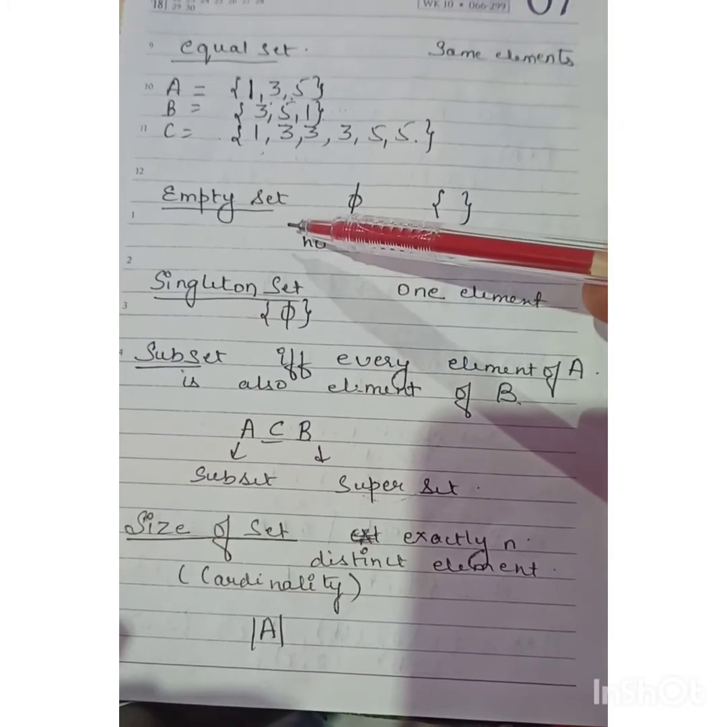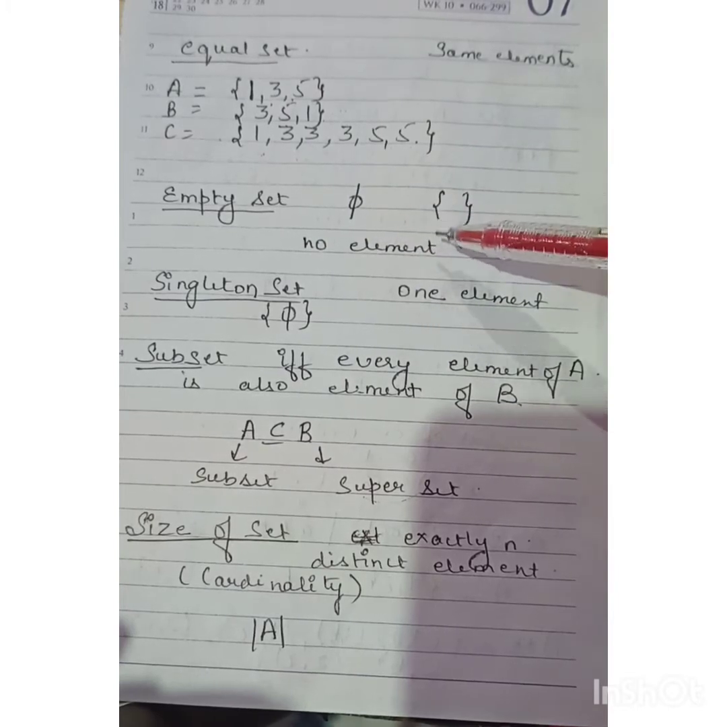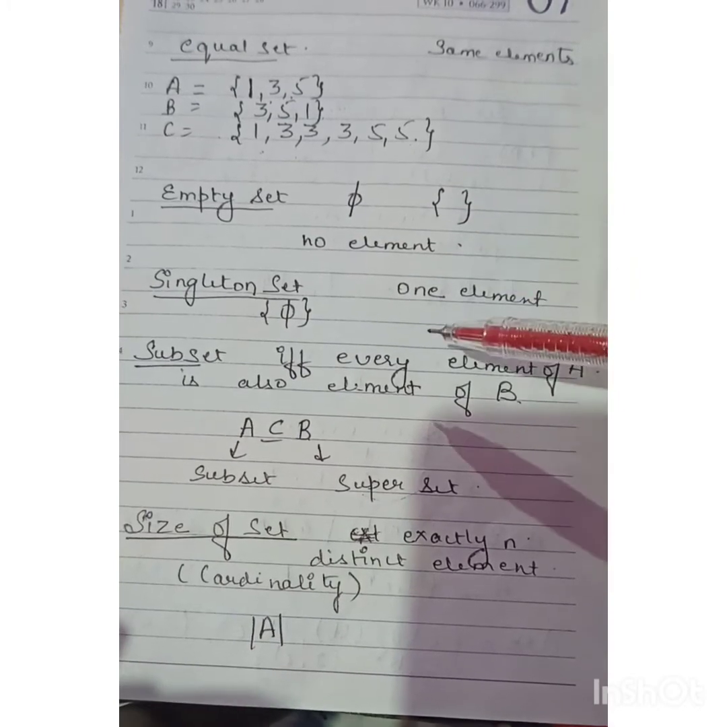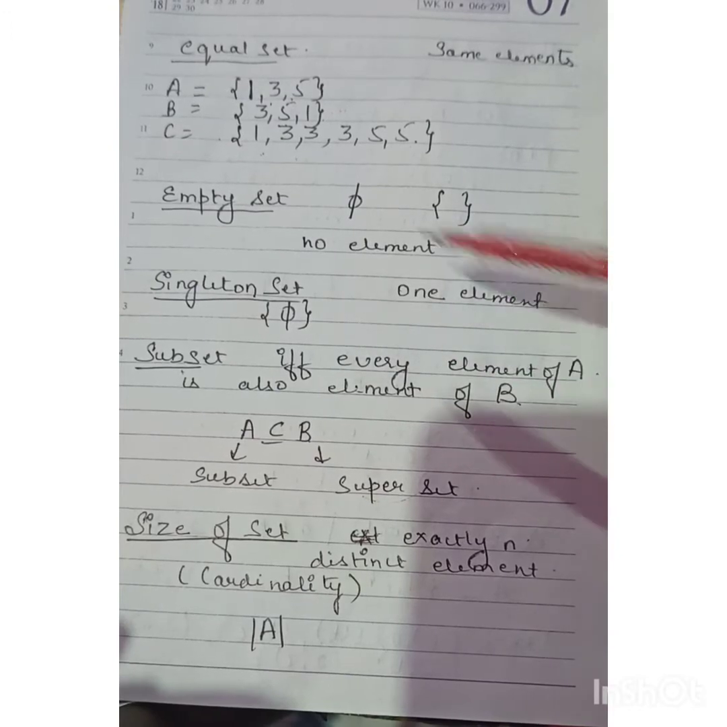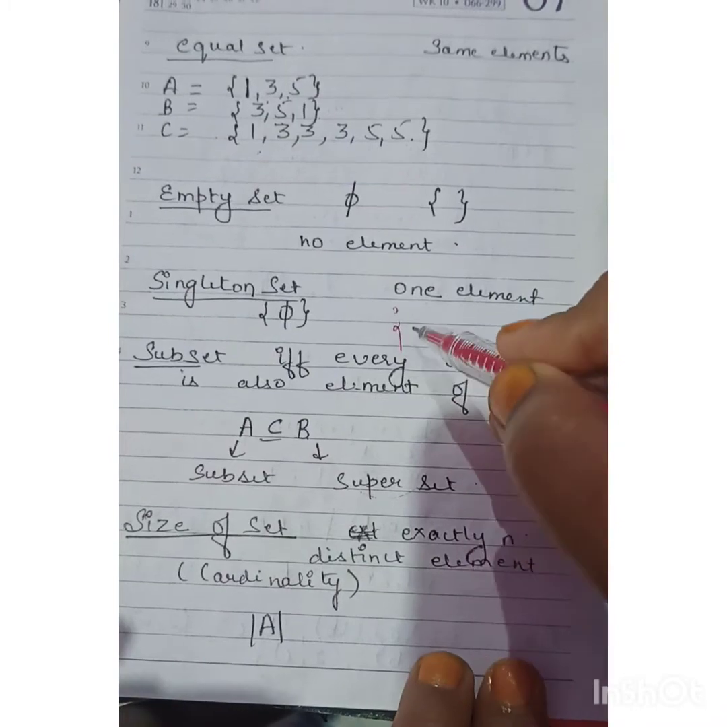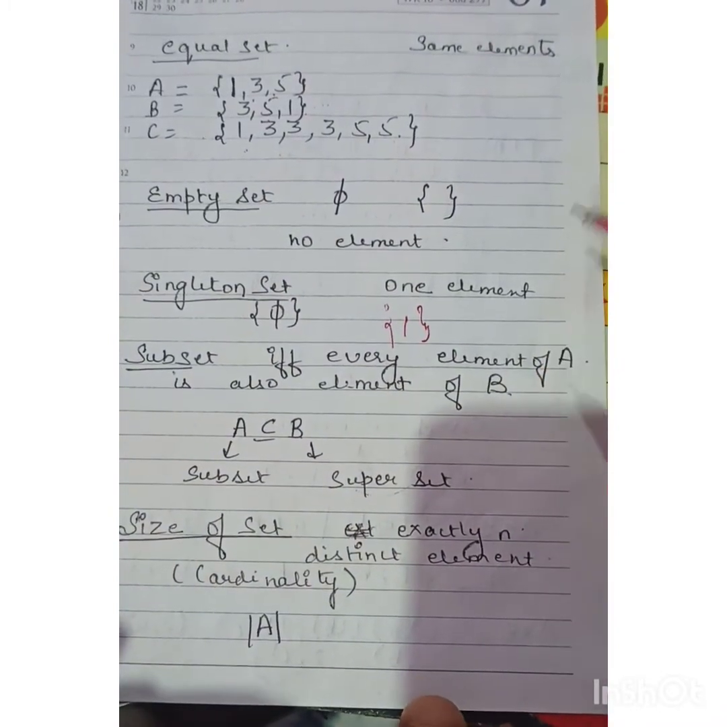Next is the empty set, which is called the null set, in which we do not have any element. It can be written as phi, or as curly braces with no element present inside. The next is the singleton set, where we have only one element. This one is also considered a singleton set.